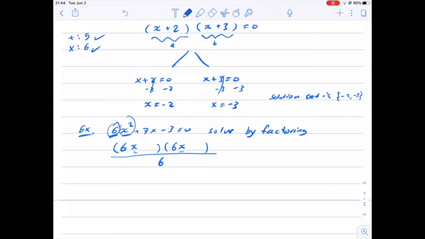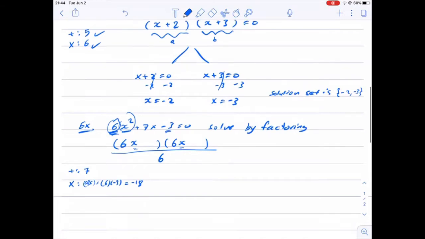Okay, and then we find two numbers where the sum is the middle term, which is 7, and the product is a times c. A times c, I mean negative 3 times 6, or 6 times negative 3, which is negative 18. So the sum is 7, the product is negative 18. What are the two numbers? We need to think about two numbers. If we use 6 and 3, this product gives 18, but the sum cannot give 7. So let's try other numbers.